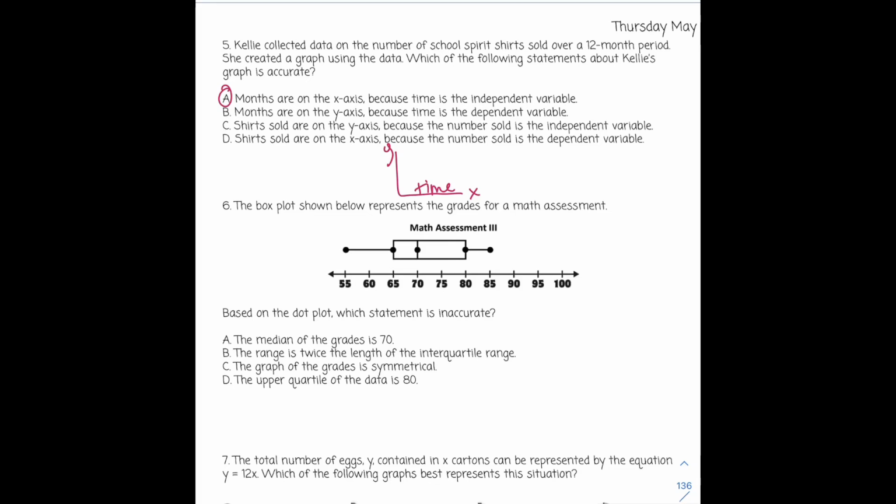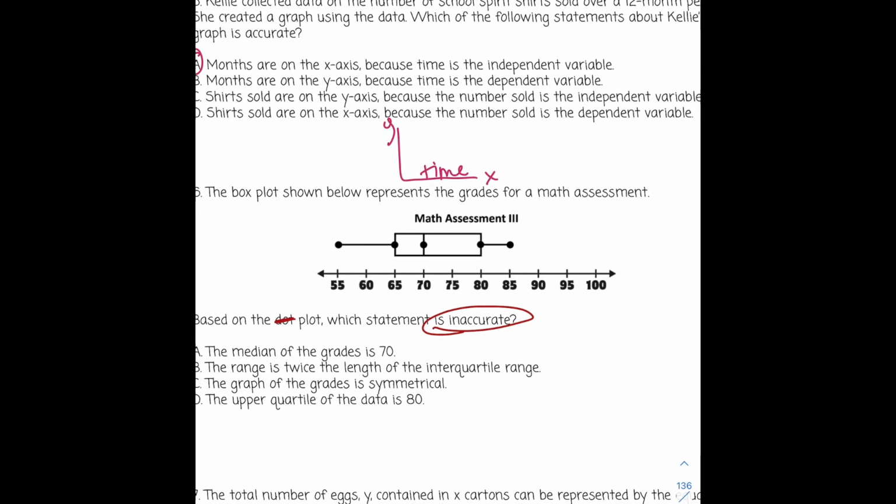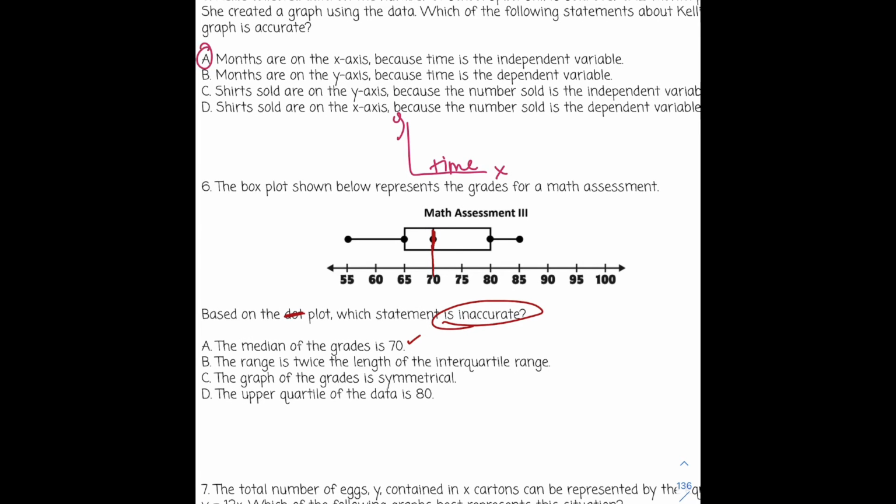Okay, number 6, the box plot shown below represents the grades for a math assessment. Based on the dot plot, well, this is a box plot, ignore that. Which statement is inaccurate? So we're looking for which one is not true. The median of the grades is 70. So when you're looking at a box plot, it's the dot that's in the middle of the box. So it may not be the direct center, but it's the dot that's in the middle of the box. And it is at 70.